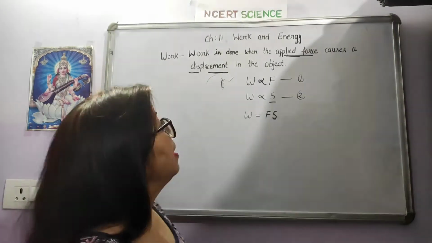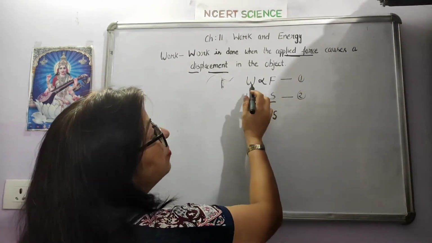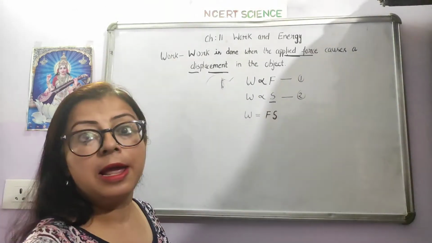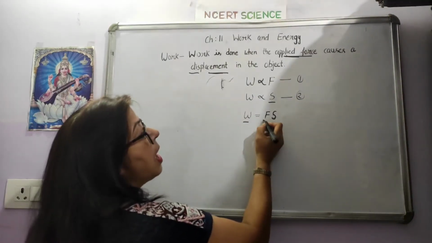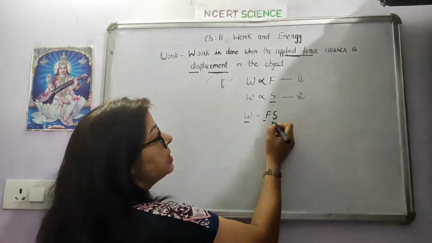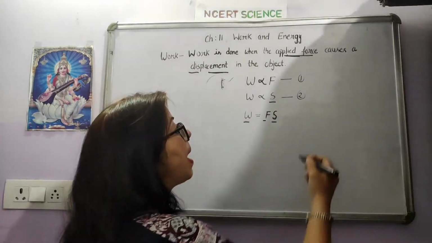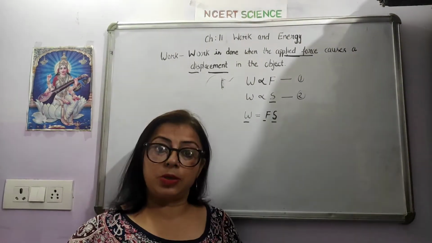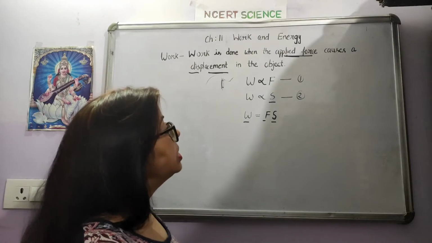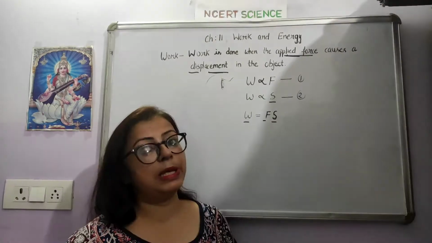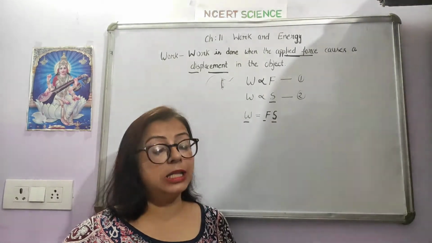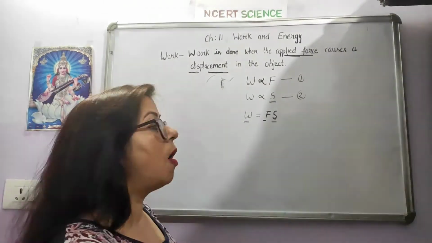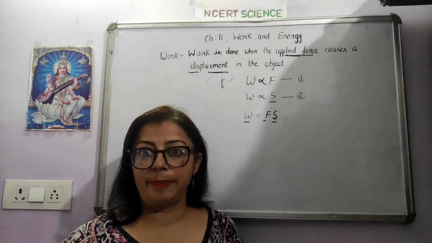Clear? So by combining these two relations, work proportional to force and work proportional to displacement, where W is work, F is force and S is displacement, we get W equals F into S, or work equals force into displacement. In other words, work is equal to the product of force and displacement.